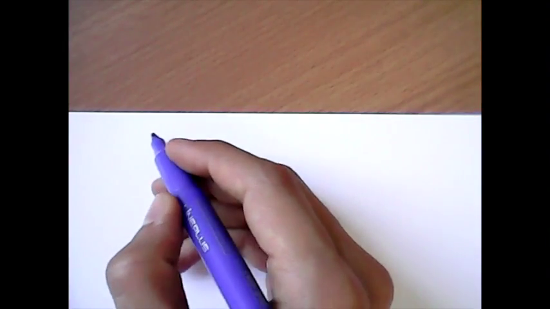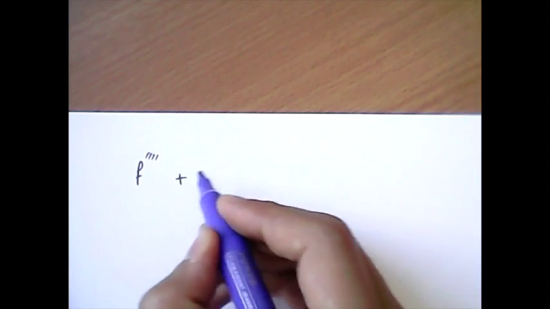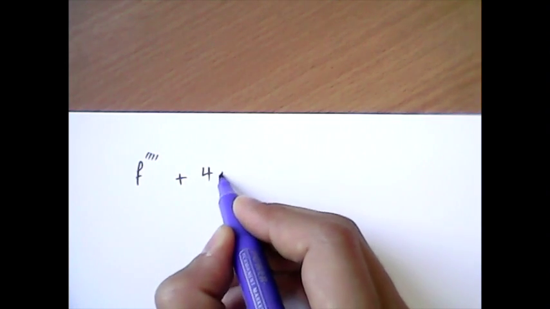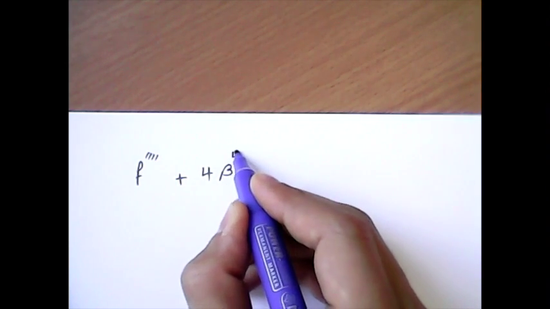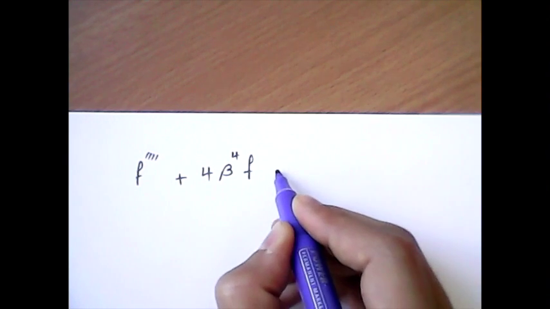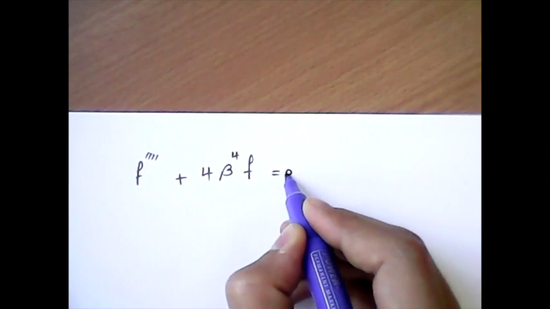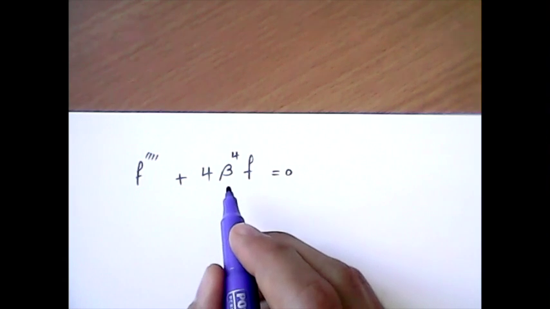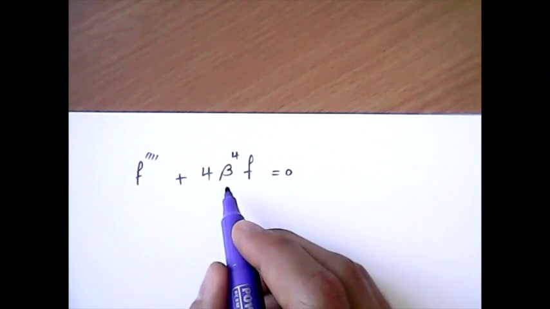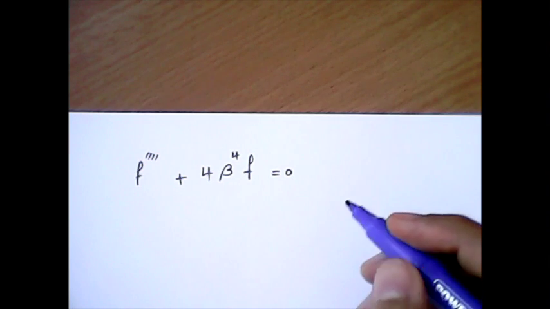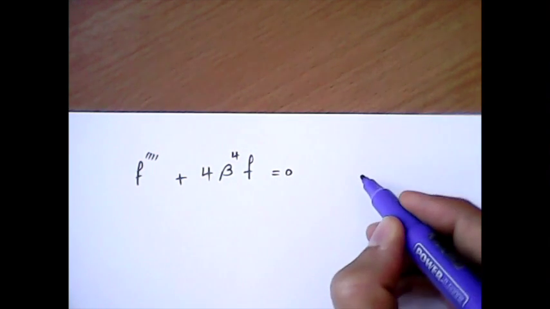Now let's move on to the differential equation that we built in the previous lecture. Consider the fourth derivative of f plus 4 times beta to the power 4 f equals 0. Beta is a positive number. It's 1, 2, 3, it's anything, but it is a positive number.